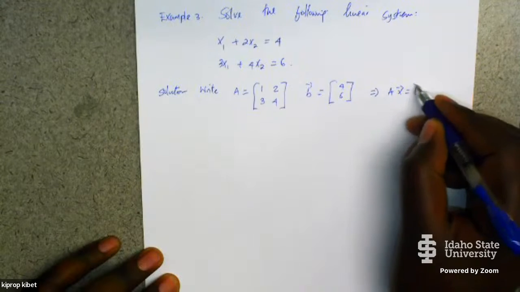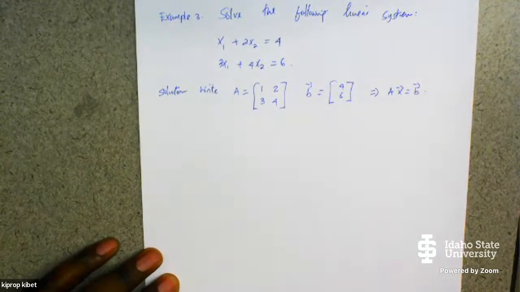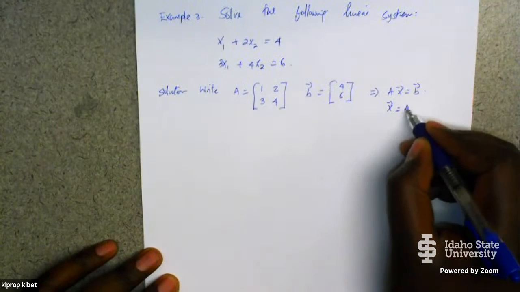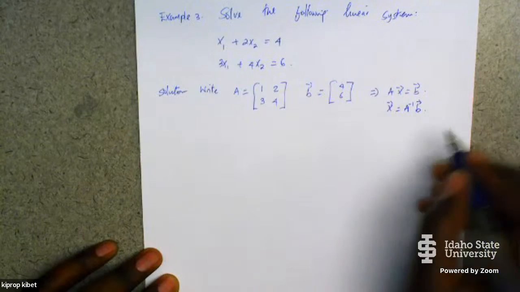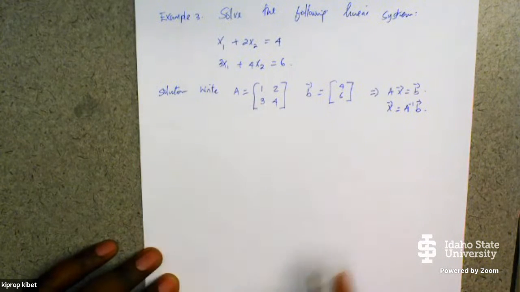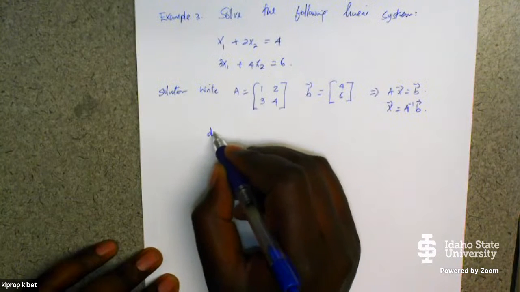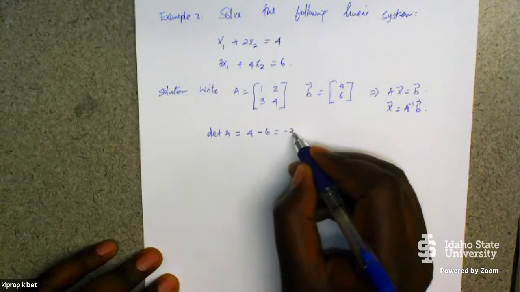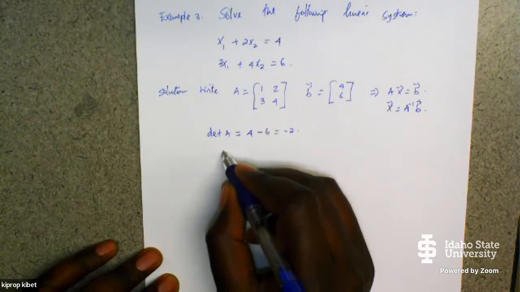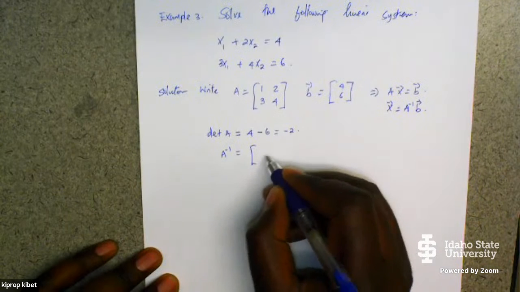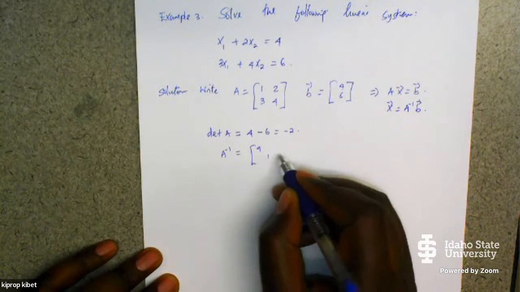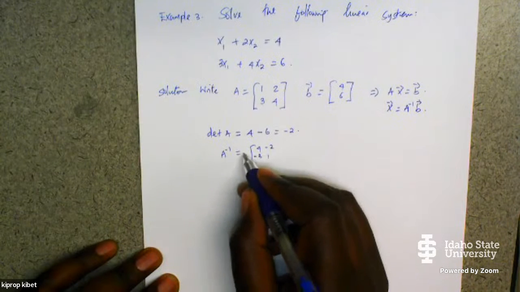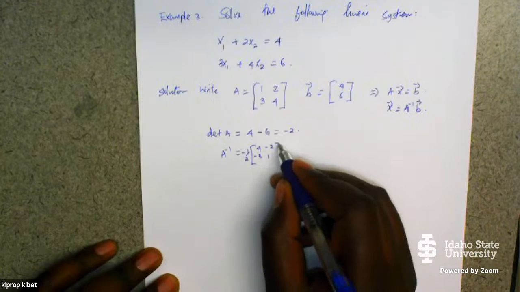Then the matrix equation is AX equals B. So what do you need to do? Then our X there is equal to A inverse B. So we need to get the inverse of A. So we get the determinant of A, which is equal to 4 minus 6, which is equal to minus 2. And then A inverse is equal to 4, 1 and then minus 3, minus 2, 1 over 2 there.